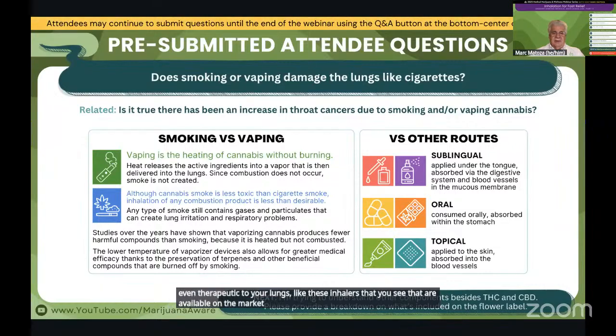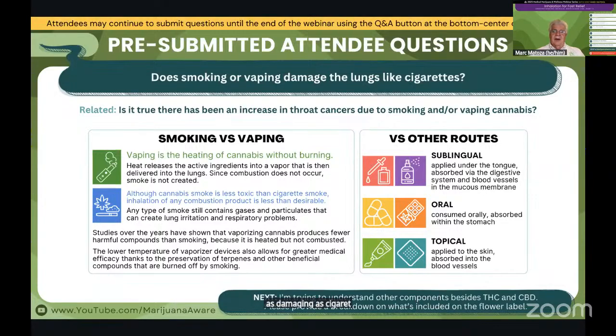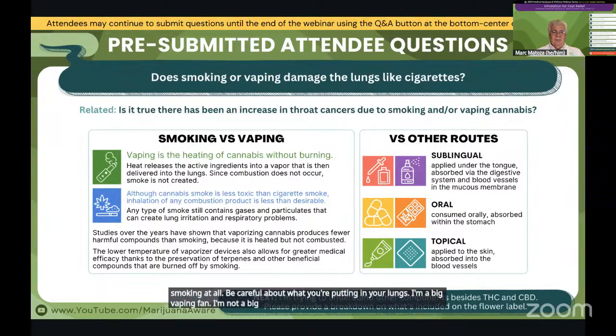So the answer is really, it is not as damaging as cigarettes. But again, I do want to caution anybody who's smoking at all, be careful about what you're putting into your lungs. I'm a big vaping fan. I'm not a big smoking fan for that particular reason.